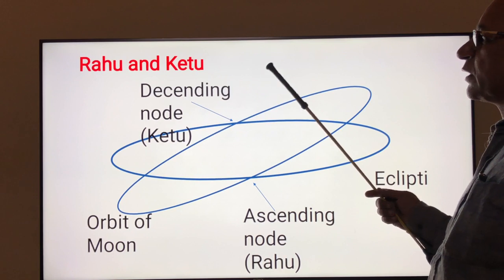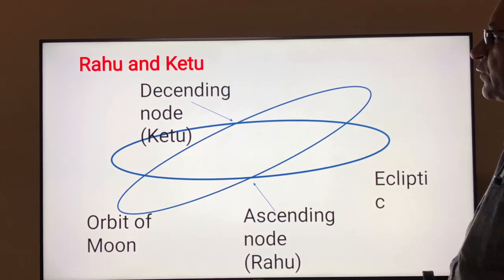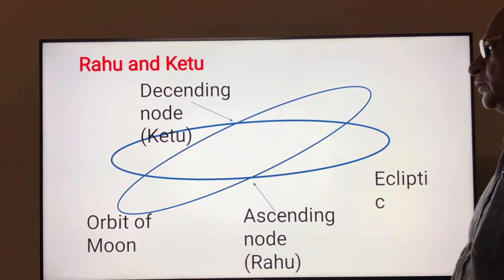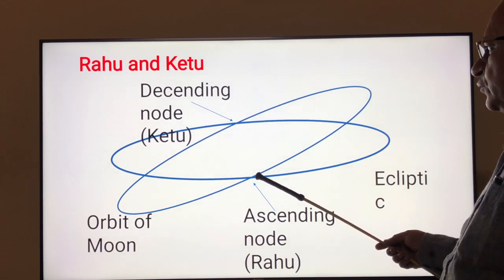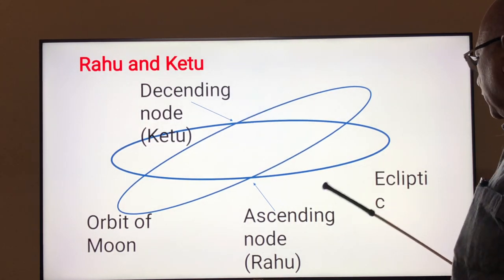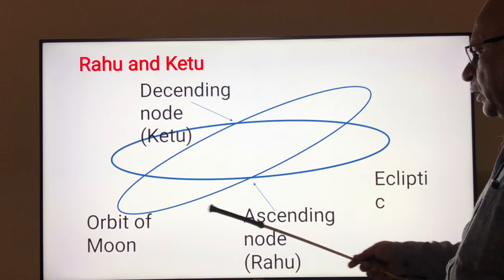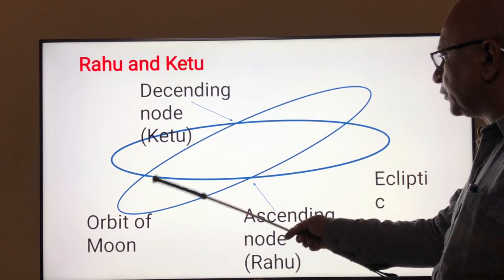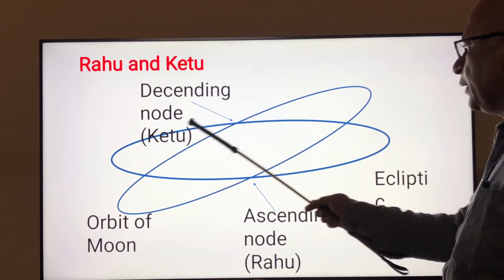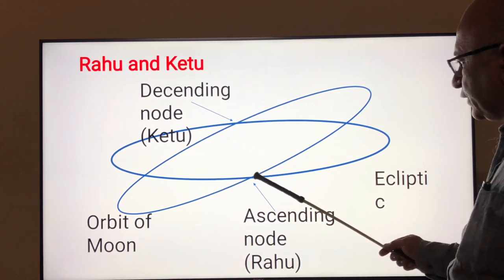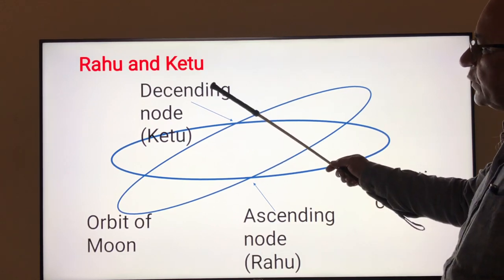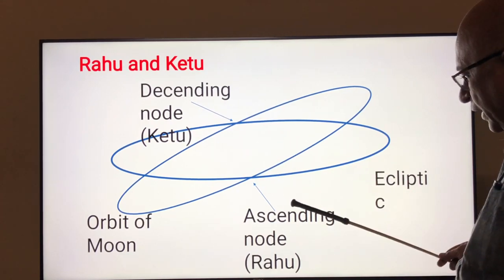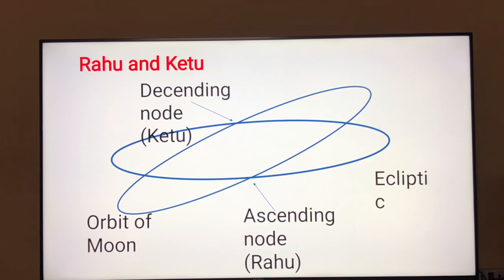Now we will talk about Rahu and Ketu. These are imaginary planets. These are not physical planets. These are imaginary points which are intersecting between the orbit of the moon. This is the orbit of the moon, and this is the ecliptic of the earth. Where these 2 points meet, these are called Rahu and Ketu. The descending node is called Ketu, and the ascending node is called Rahu.